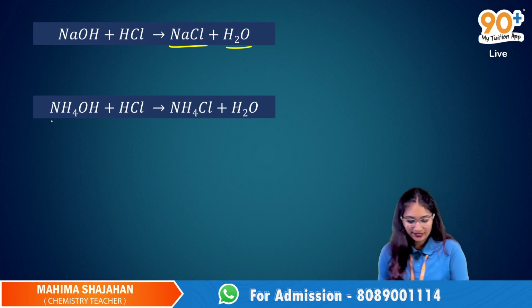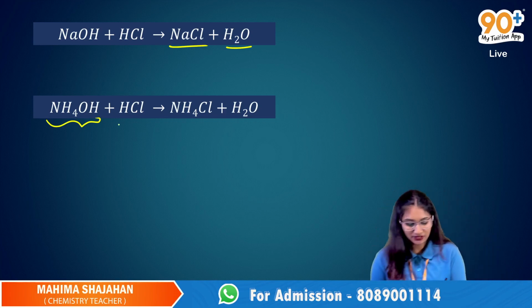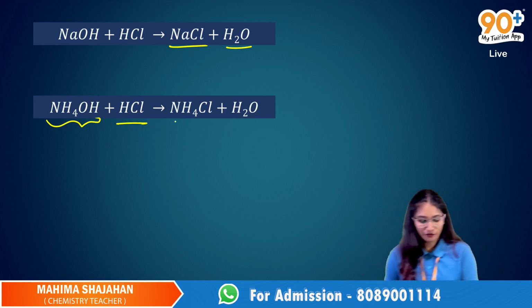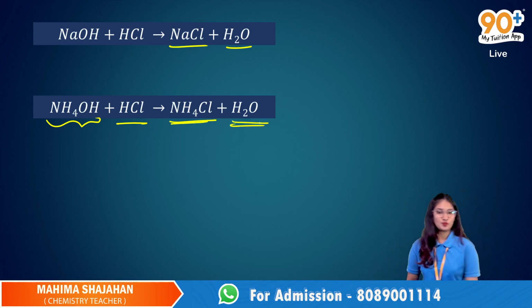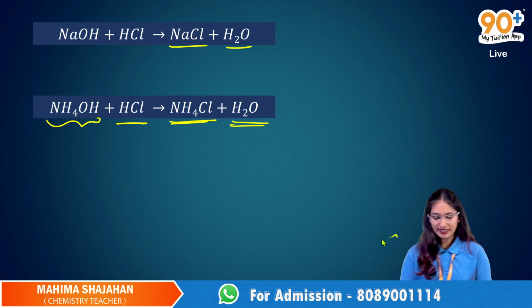So see the next example. Ammonium hydroxide, NH4OH, is reacting with hydrochloric acid. A base is reacting with an acid to form ammonium chloride, which is a salt here, and water, H2O. So this is also what? Double displacement reaction.